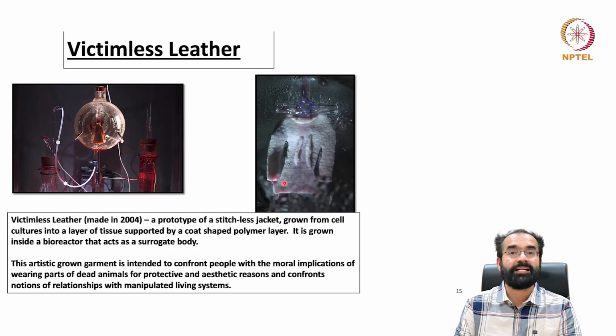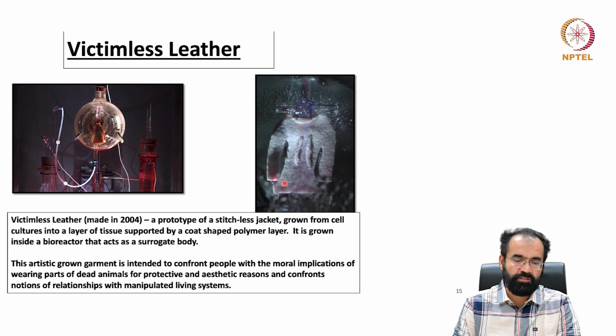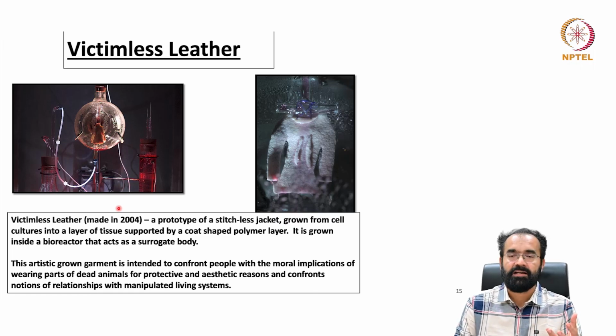Another example is victimless leather. If you are wearing a leather jacket, you may have a feeling, oh, this is the skin of some animal and I killed it, or I'm wearing some leftover of a dead body, those kinds of feelings. These days you may have seen in mobile phones, people say, we are using vegan leather. Vegan leather means it's an artificial leather, but no animal is hurt or harmed. So this is something called victimless leather, made in 2004, a prototype of a stitchless jacket.